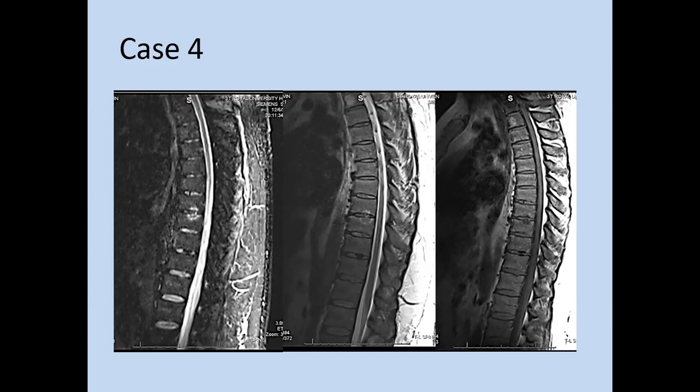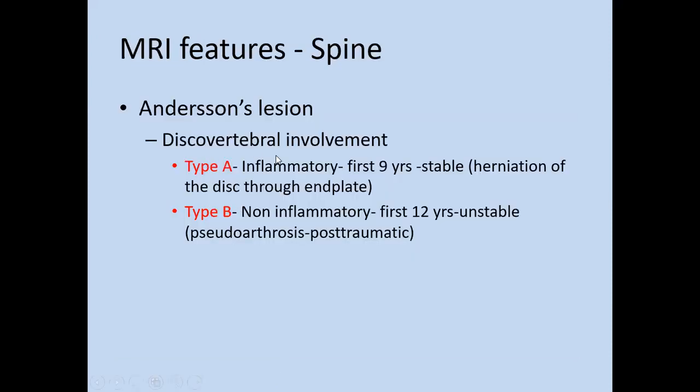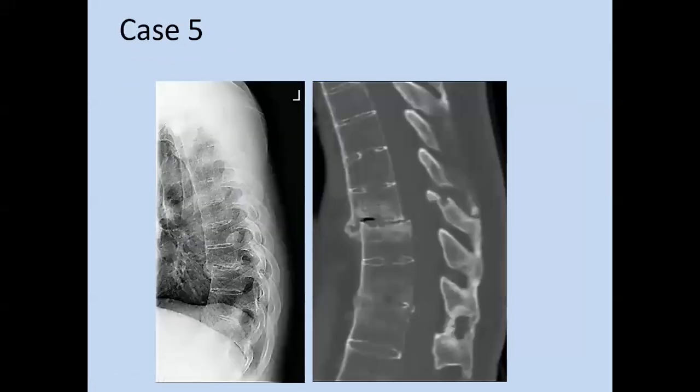Okay, so this would be a case of Andersson lesion, and there are two types. An Andersson lesion is an inflammatory change that involves the discovertebral joint. Type A, the one that you just looked at here, is inflammatory, and that happens in the first 9 years of the disease. It's a stable condition, and it happens because of herniation of the disc into the end plate. Now, you need to differentiate this from type B, and well, let's take another resident.